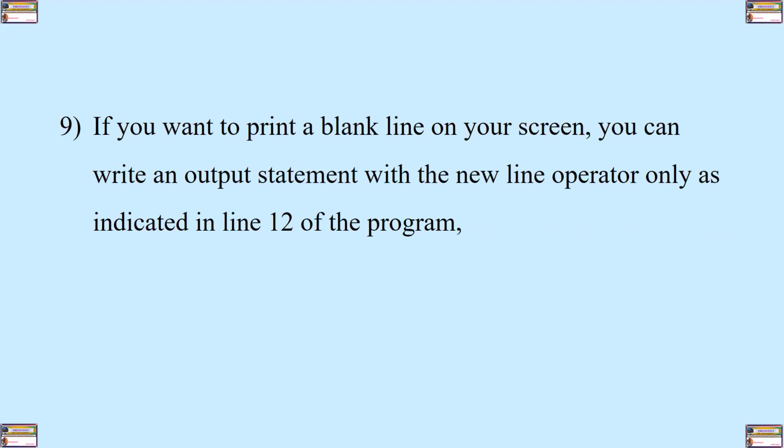If you want to print a blank line on your screen, you can write an output statement with a new line operator only, as indicated, for example, in a line in the program which I'm going to show you. And that is usually written as follows. So this statement is for writing a blank line on the screen. You are writing a new line, and that's how you do it.